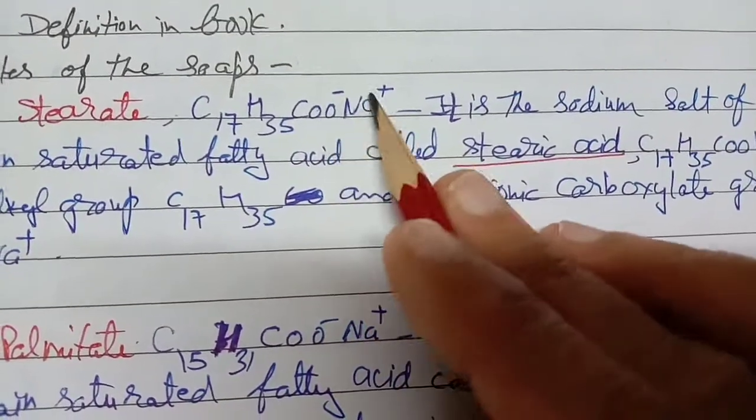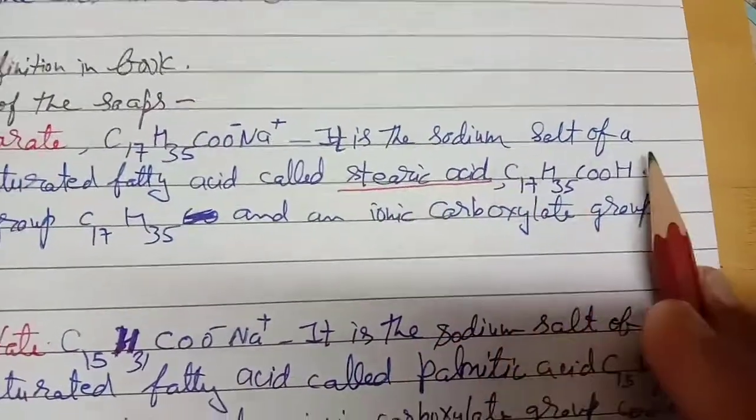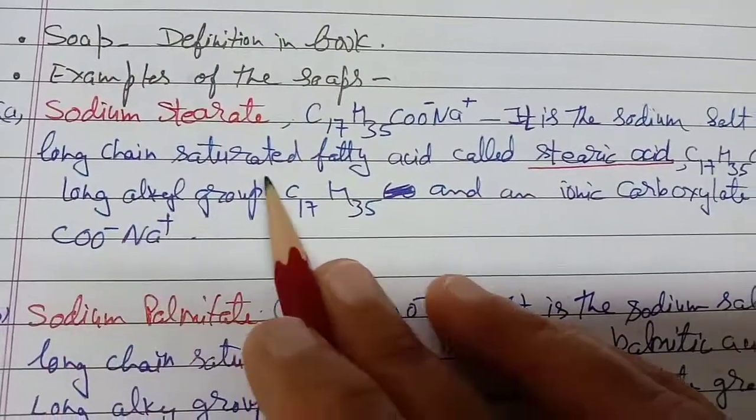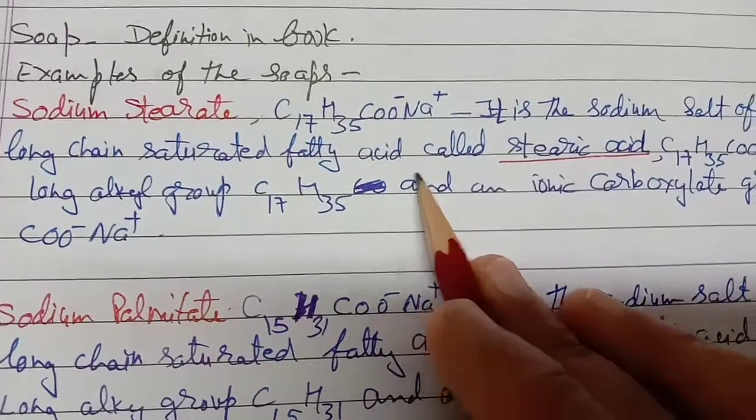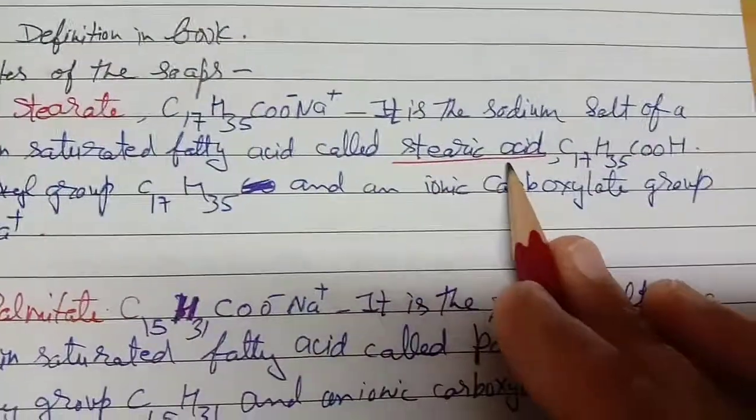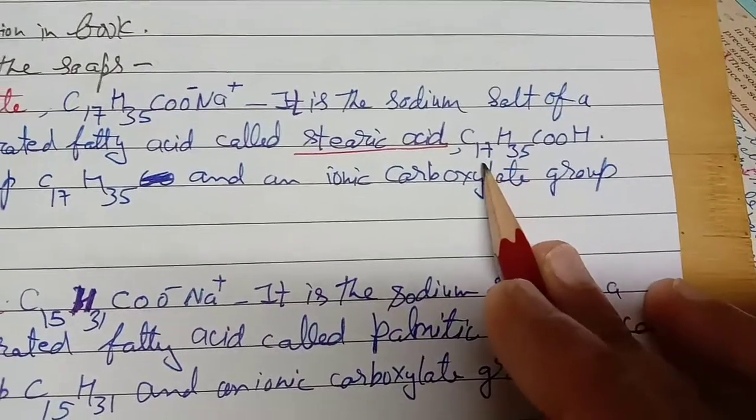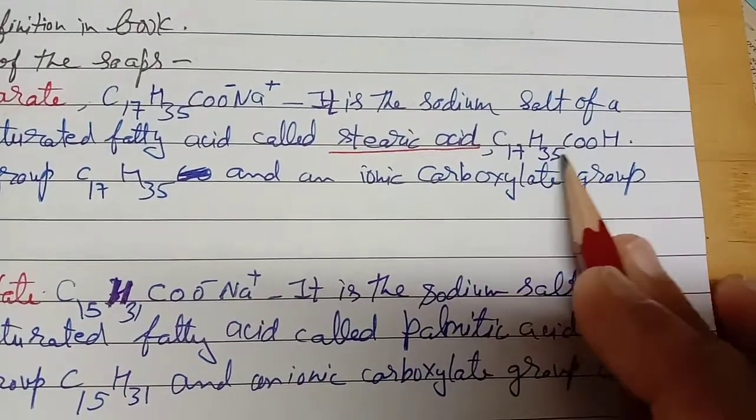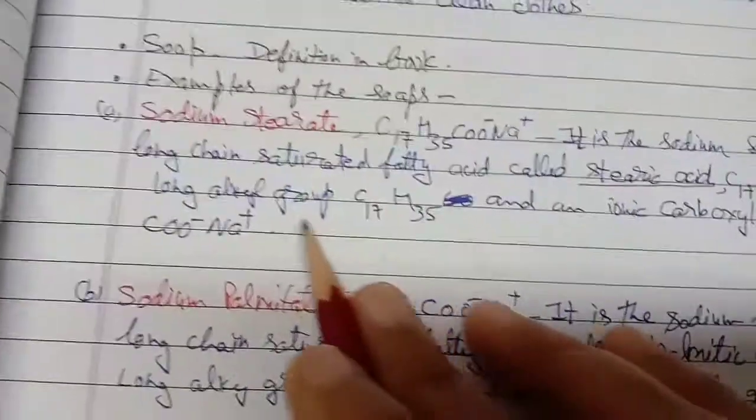The formula is C17H35COONa, with COO negatively charged and Na positively charged. It is the sodium salt of a long chain saturated fatty acid, and the name of the fatty acid is stearic acid. The formula of stearic acid is C17H35COOH. Okay, a long alkyl group.